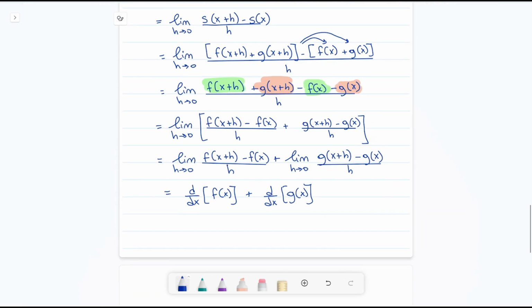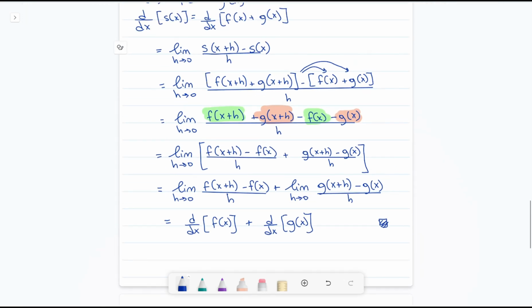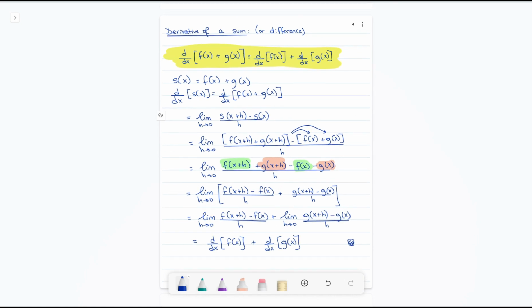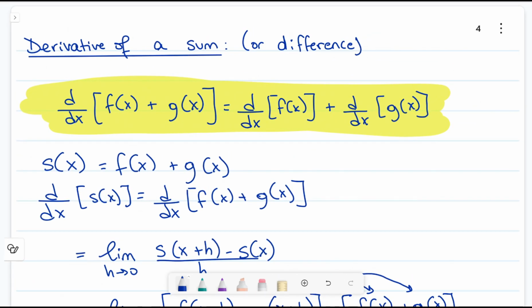And this is the proof for the derivative of a sum. Now let's generalize this proof to make it fit the proof of a difference as well. So the first thing to note, to generalize this proof, I will put a plus minus sign here and the plus minus sign here. So the derivative of f of x minus g of x is the derivative of f of x minus the derivative of g of x.